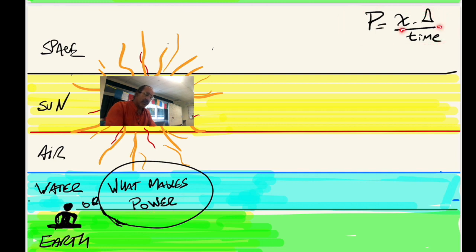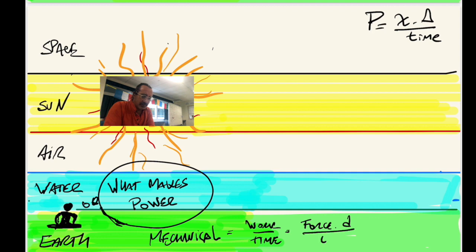Power. What is power? What makes power? By definition, power is energy divided by time, or rate of work. So if we're looking for formulas for power, we could look at mechanical power. When do we have mechanical power? When we do a lot of mechanical work in time, right? And we said that to do mechanical work, we need forces to push a certain distance over time. And we saw that distance over time is velocity.